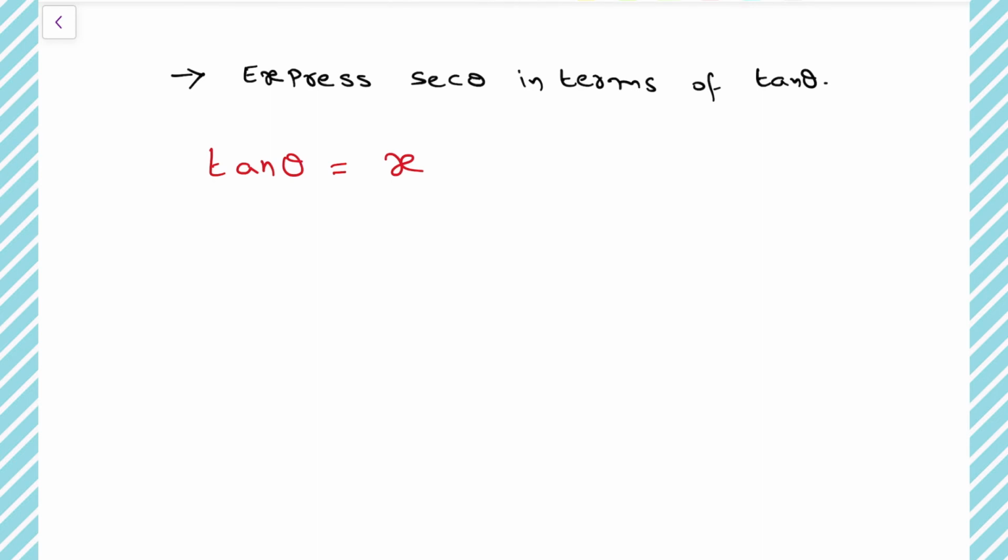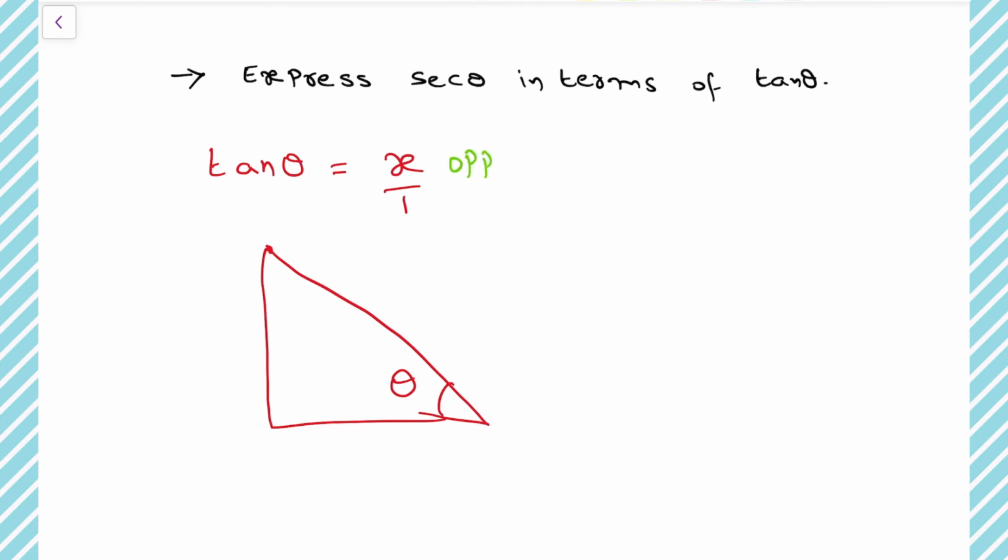This x also can be written as x by 1, right? So now draw a right angle triangle as a rough. Take one angle as theta. So now what exactly does tan theta mean? Tan theta is nothing but opposite divided by adjacent, right? So for this theta, this will become opposite, that is x, and this will become adjacent, that is 1. Now we need to find out the third side. By using the Pythagoras theorem, we can write this third side as under root x square plus 1.